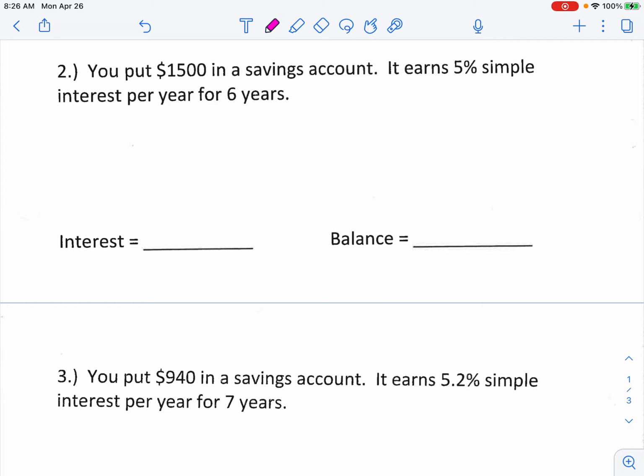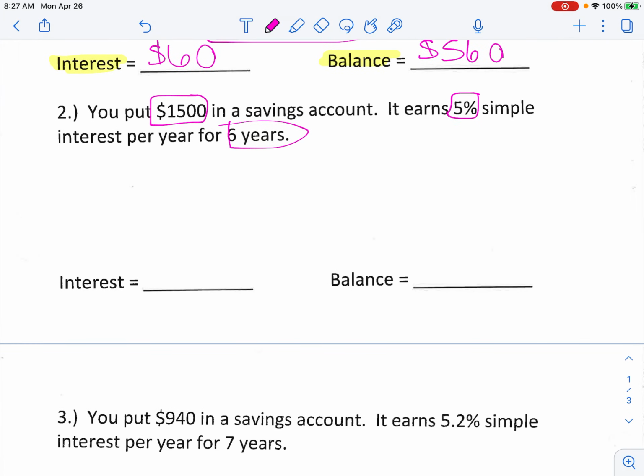Number 2, you put $1,500 in a savings account. It earns 5% simple interest for 6 years. So I'm going to go ahead and label the parts of my problem. The $1,500 is the principal. The 5% is the interest rate, and the 6 years is the time. So we're always going to start every problem with capital I for interest equals PRT, principal times rate times time. So I'm going to start over here.